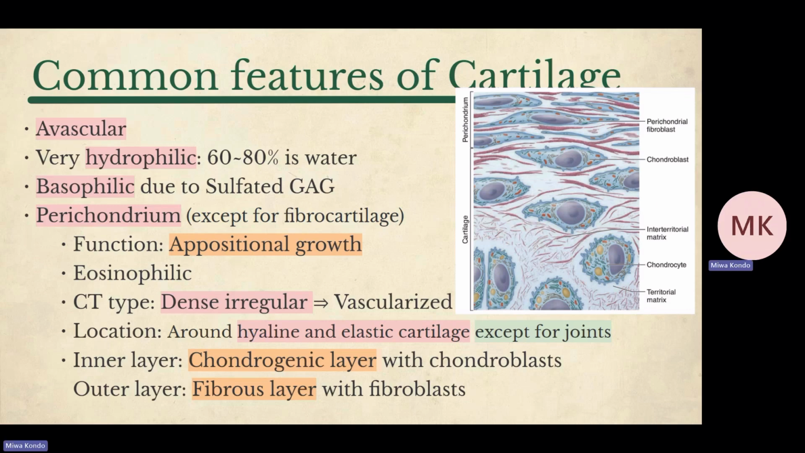Out of the three types of cartilage, two, except for fibrocartilage, own a layer called the perichondrium. The perichondrium is responsible for appositional growth and is eosinophilic. Its tissue type is dense irregular connective tissue, which is vascularized. You'll find perichondrium around hyaline and elastic cartilage, but not in joint areas, because it has some nerve supply. Perichondrium has two layers, an inner chondrogenic layer that contains chondroblasts, which are precursors of chondrocytes, and an outer fibrous layer that contains fibroblasts.